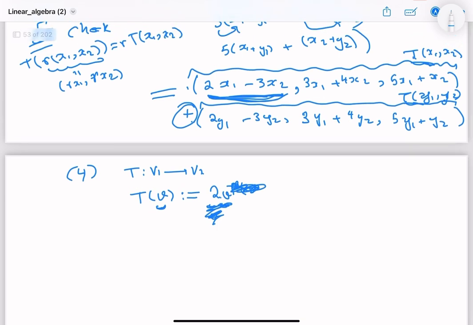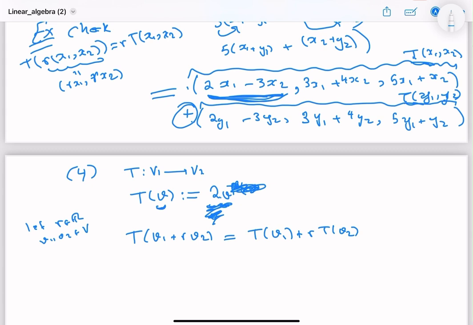So let us just check property star. So we want to check that T of v1 plus r v2 is equal to T of v1 plus r T of v2. So we're gonna set r a real number and v1, v2 to be vectors in the domain, and we're gonna check this. So, well, we're gonna start with this left-hand side. What is that? This is whatever is inside, by definition, we hit it by 2. So it's gonna be 2 times (v1 plus r v2).